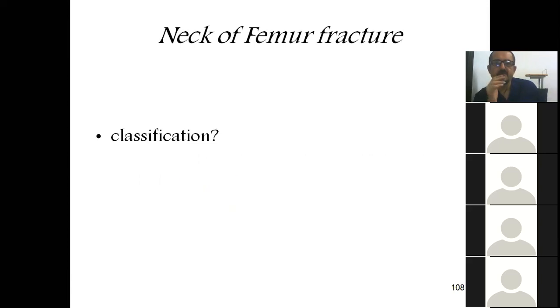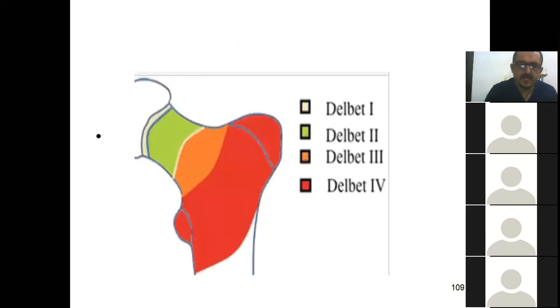Who will classify neck of femur fractures? Sir, neck of femur fractures in children are classified as per the Delbet classification, which classifies these fractures into four major groups. Type 1 fractures are basically transepiphyseal fractures through the growth plate. Type 2 fractures are transcervical through the middle of the neck. Type 3 fractures are cervicotrochanteric. Type 4 fractures are intertrochanteric fractures. Yes, so remember the Delbet classification.